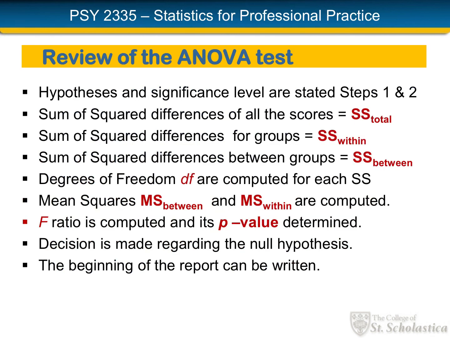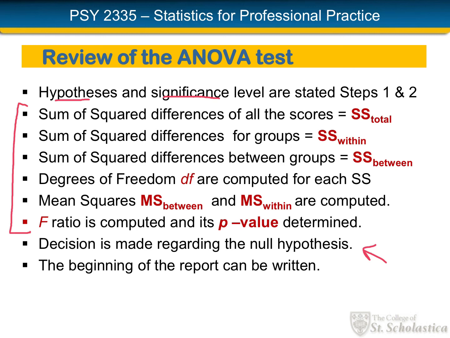So this slide just gives you a brief review of our ANOVA test so far. We defined our hypotheses, and we set a significance level of alpha in steps 1 and 2. Then we went about the business of computing the F ratio, and all of these steps that we took to get our F statistic are basically step 3 of this particular inferential test. And then finally, step 4 is making a decision to reject or retain the null hypothesis.